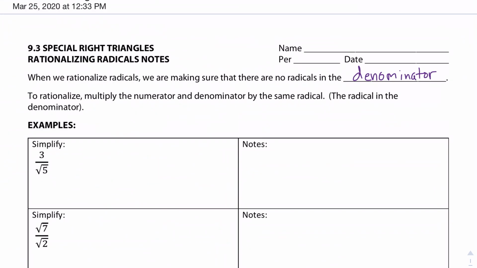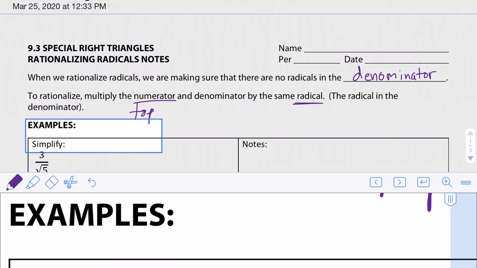So, denominator is the bottom of the fraction. So, to rationalize, what we're going to do is multiply the numerator, the top part of the fraction, and the denominator by the same radical. And we're going to be intentional about which radical we choose. It's going to be the one that's in the bottom of the fraction, in the denominator.